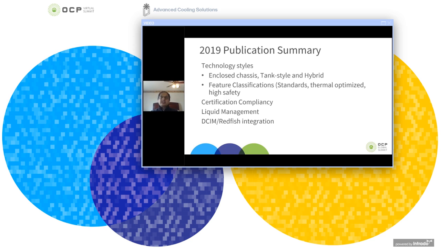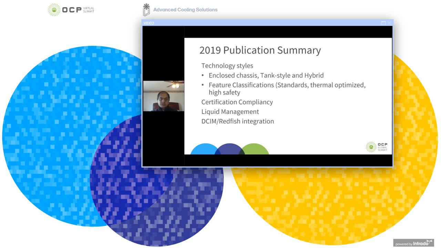In revision 1, we covered different immersion technology definitions, including single phase, two phase, enclosed chassis, tank style, open bath, or hybrid solutions. We also covered different feature classifications, and quality and safety requirements, which include certification compliancy, mechanical safety requirements, and liquid management.